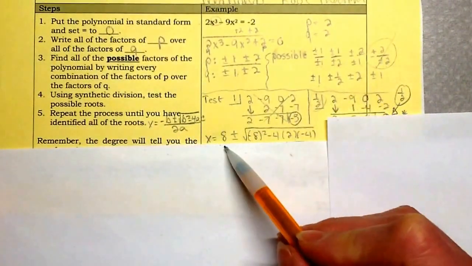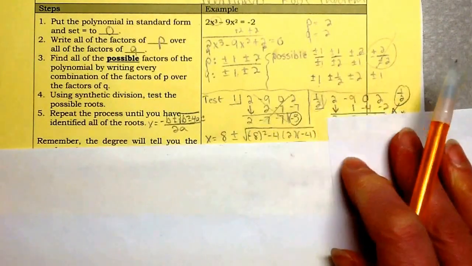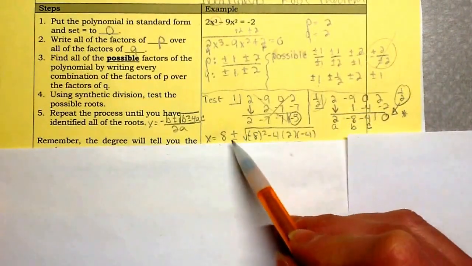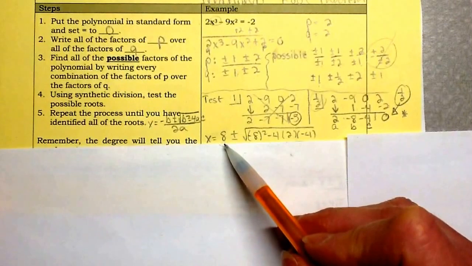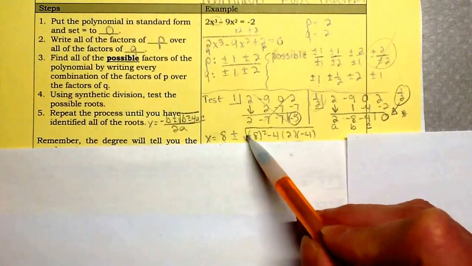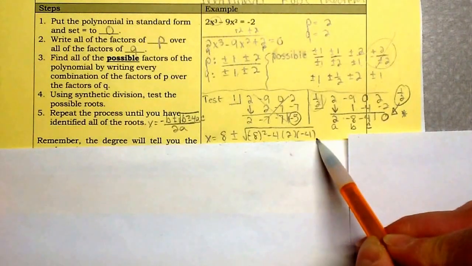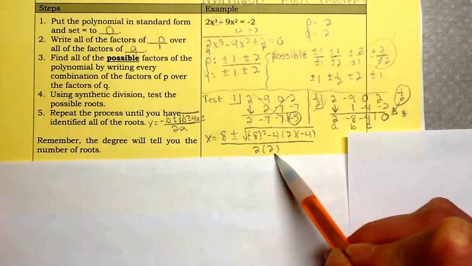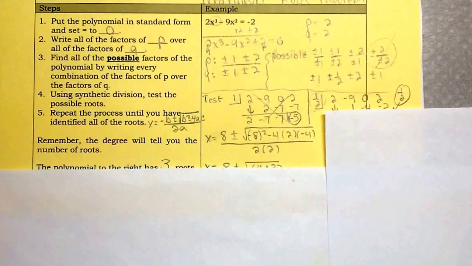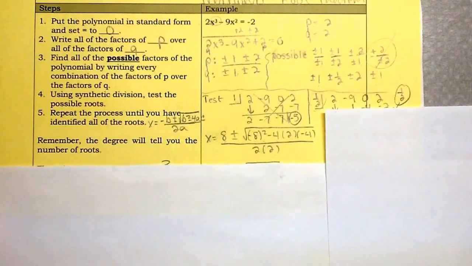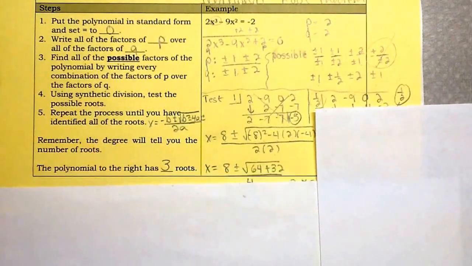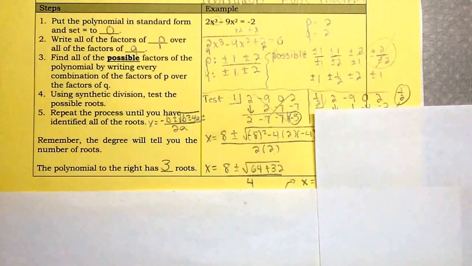Okay, so here is negative b, because b was actually a negative to start with, so it ends up being a negative 8. So it's going to be 8 plus or minus the square root of negative 8 squared minus 4 times 2 times negative 4. All of that goes over 2 times 2. All right, now you just need to simplify this. And when you simplify, you'll end up with 8 plus or minus the square root of 64 plus 32, all of that over 4.